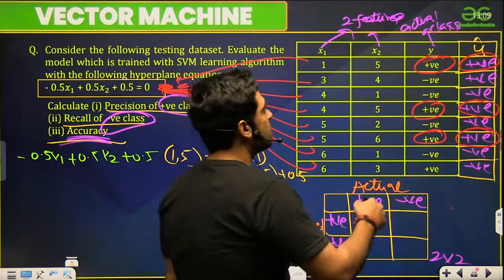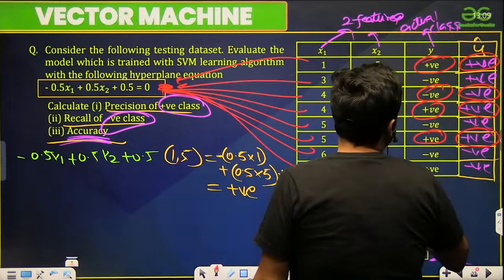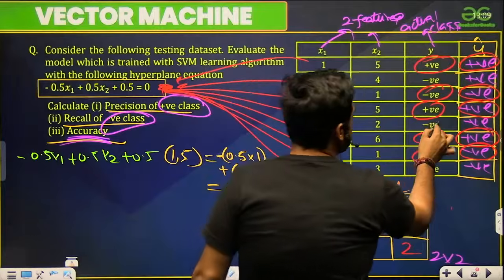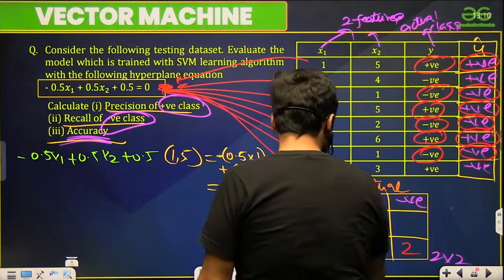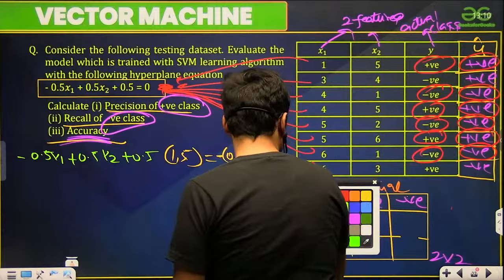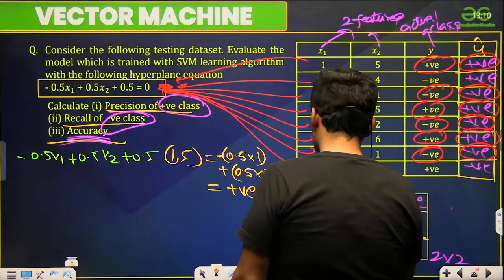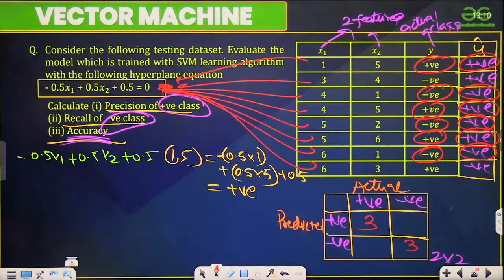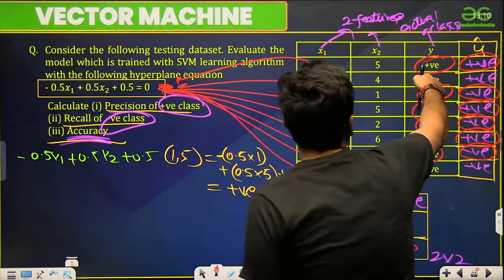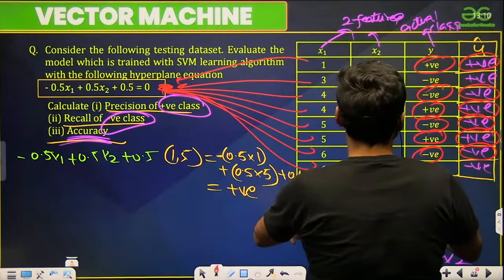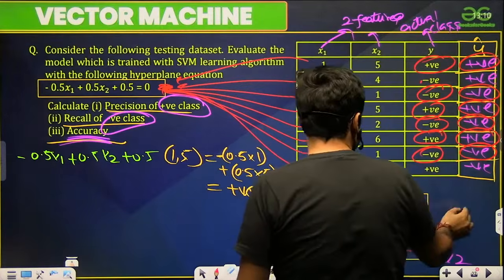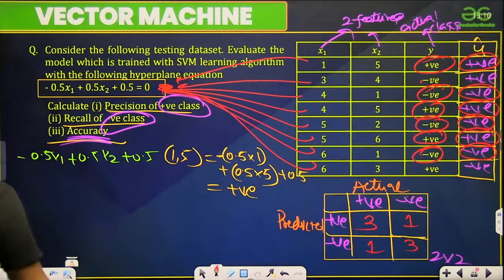Then what are true negatives? Actual negative, predicted negative. We have 1, 2, and 3. So we have a total of 3 true negatives. Now false positives. False positives are actually negative but predicted positive. So we have 1 false positive and 1 false negative.